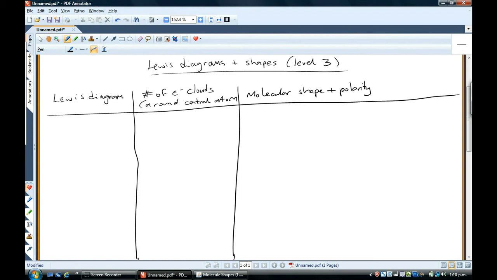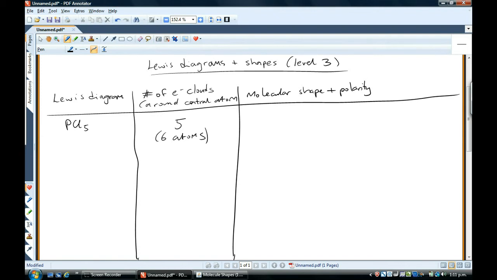Okay, so welcome back to Lewis diagrams and shapes part 2. So this is the Lewis diagrams and shapes that typically you'll come across for level 3 now. And for level 3 you move beyond 4 electron clouds, which was the restriction for level 2, and we move on to 5 electron clouds. So if we're dealing with 5 electron clouds and 6 atoms, then a good example to do the Lewis diagram for would be PCl5.